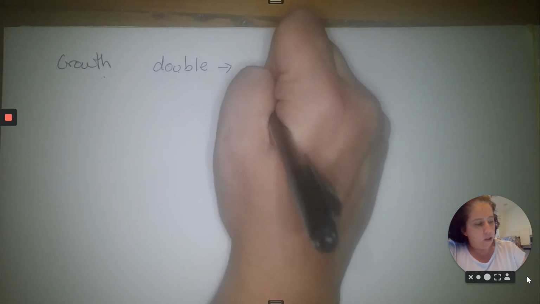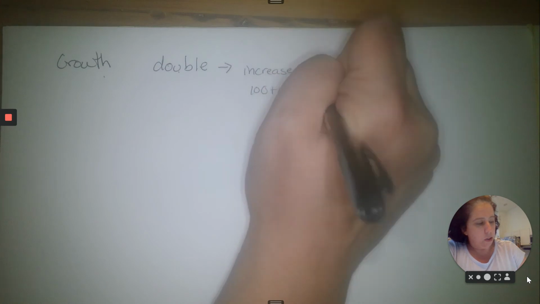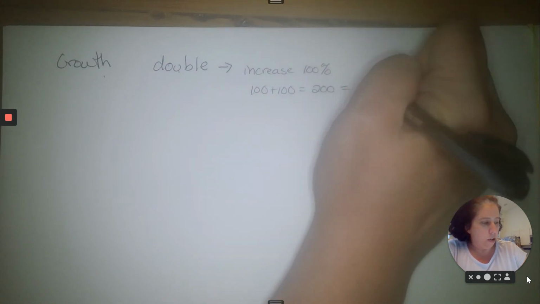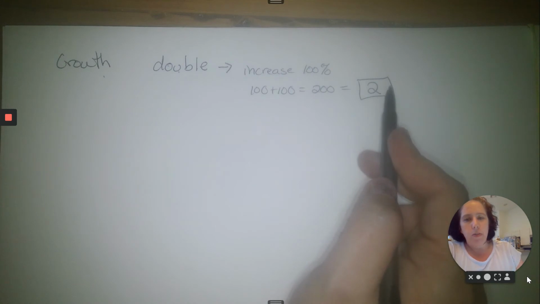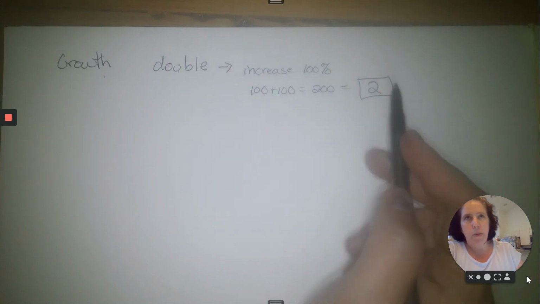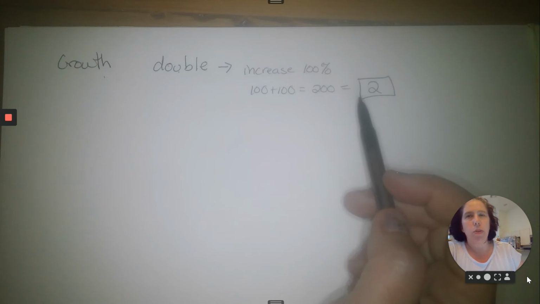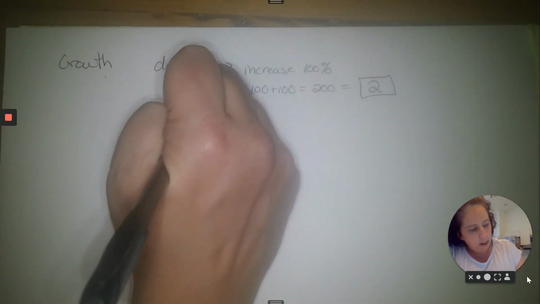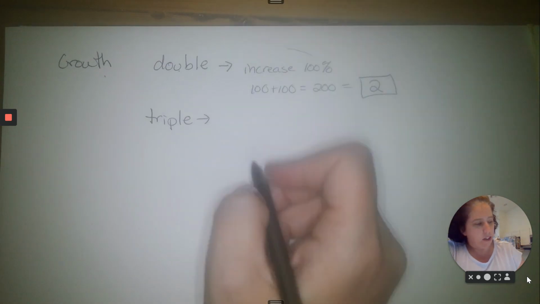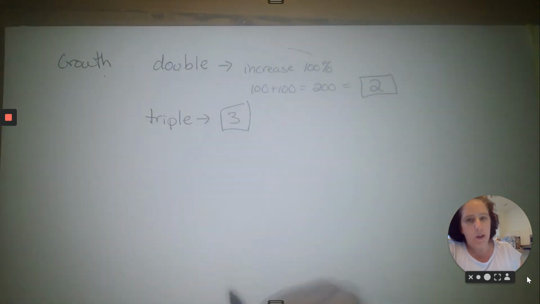So it's really 100 plus 100, which is 200, or just 2. Guys, double is 2. So you multiply it times 2. Think about it: if I double 3, what do I get? I get 3 times 2, which is 6, right? Triple, just get to it, triple is going to be a 3 for the multiplier.